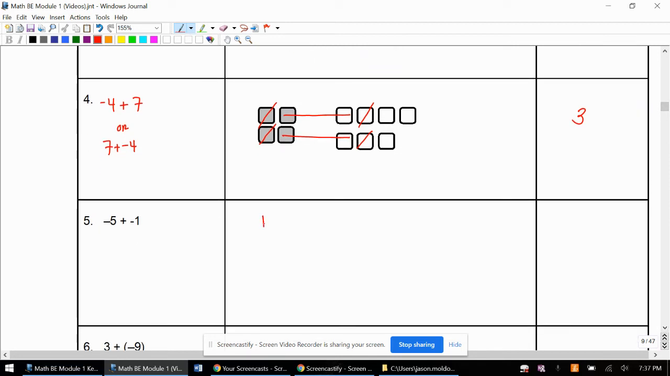Next, we're going to tile this one. 5 that are shaded, and one more that is shaded. It doesn't matter how you lay these out. None of them cancel, so count them up. I have 6 and they're shaded, so it is -6.